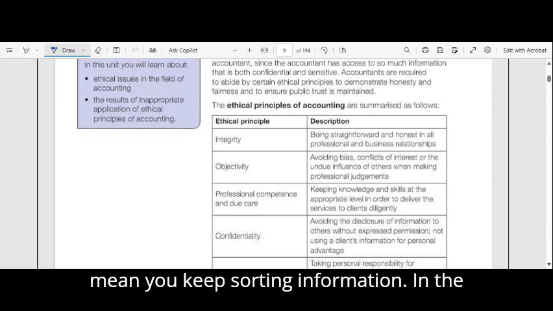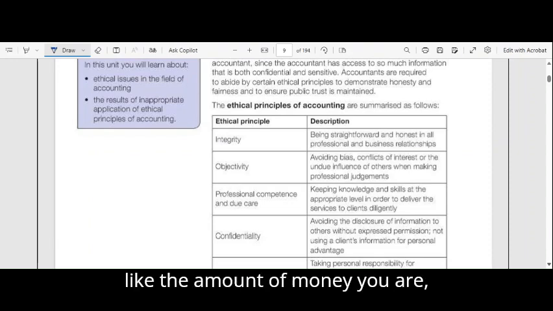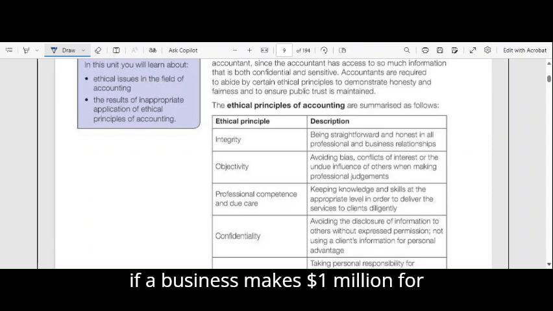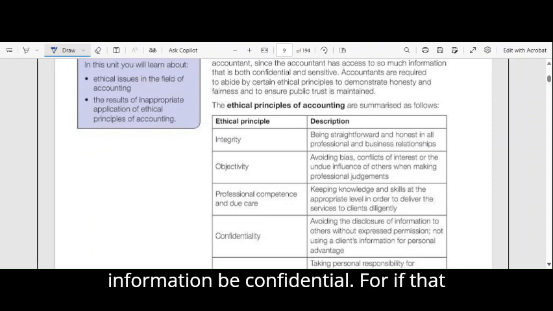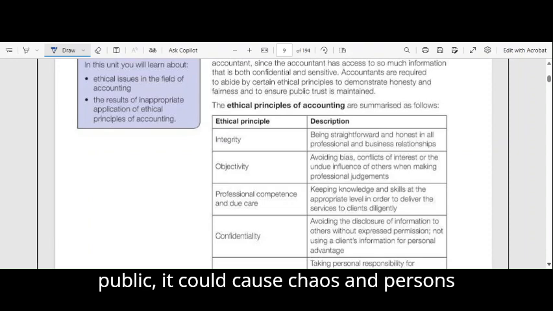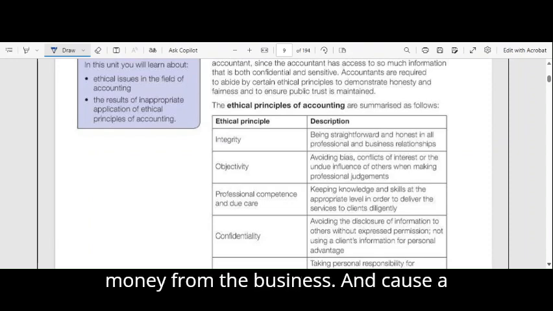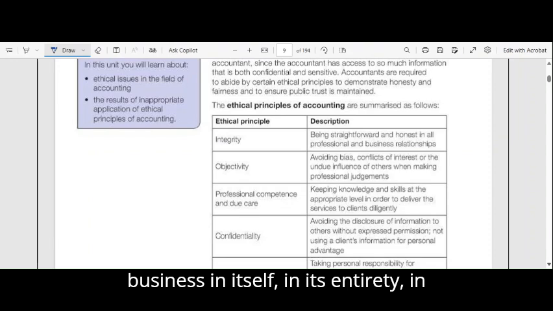Confidentiality would mean you keep certain information in the business and not outside of the business. For example, if a business makes $1 million a week, it is important that that information be confidential. For if that information is leaked to the general public, it could cause chaos, and persons can seek to infiltrate and take that money from the business and cause an overall degradation of the business in its entirety.